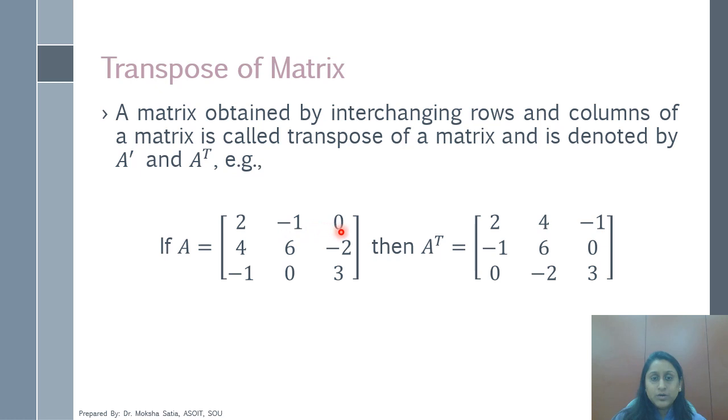Here 2, minus 1 and 0, we have arranged in a column manner, which is like this. For the second row, 4, 6, minus 2 is arranged in the second column, and the last row is arranged in the last column. So we have a matrix A, and now we have a matrix A transpose, which is 2, 4, minus 1, minus 1, 6, 0, 0, minus 2 and 3.